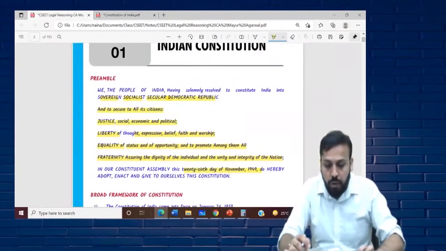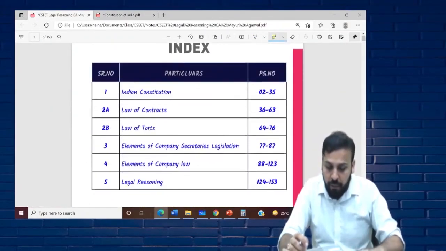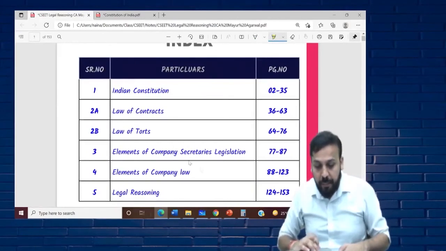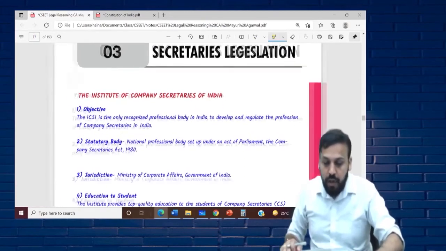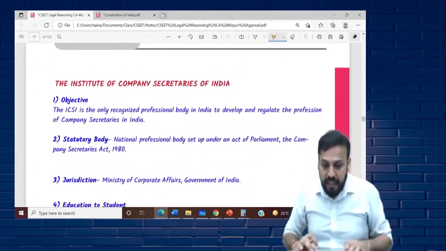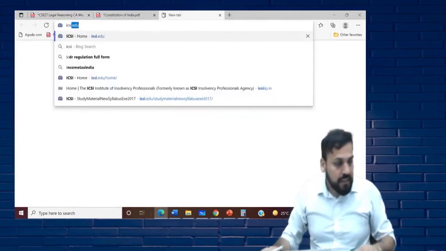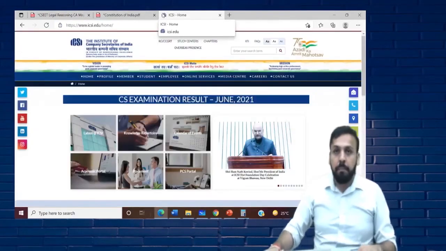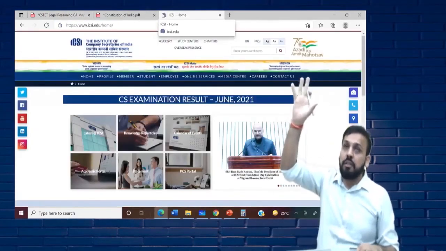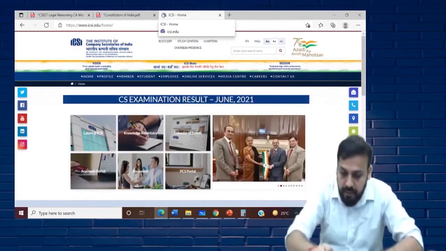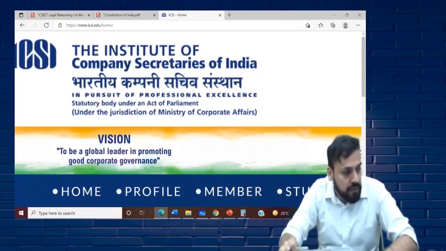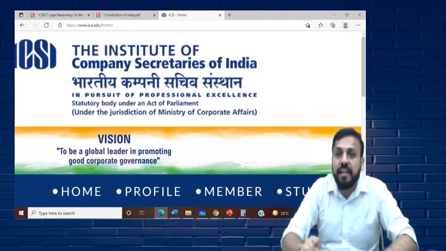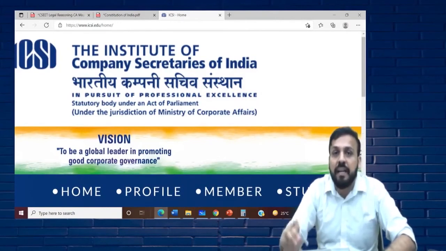Now there is a small topic, which is the next topic, elements of CS, company legislation, which is talking about you. So we'll just talk about ICSI. See, the ICSI Institute is headed by, the management administration is done by, the Ministry of Corporate Affairs. See this, it is under the jurisdiction of the Ministry of Corporate Affairs. And it is created by an Act, the Company Secretaries Act.